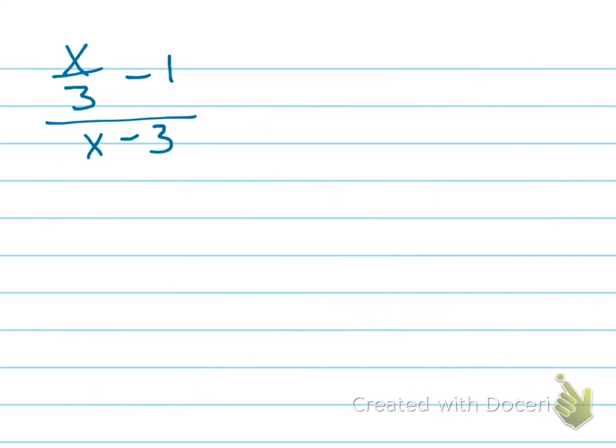Let's try one more. Now this is a different problem. This is a complex fraction, and the trick with this is to clear the fraction. Actually, we're going to do another one after this as well. So the first thing I'm going to do is find the least common denominator of all of my little fractions in here. Notice that there's only one fraction, and the only denominator is 3. So if I multiply everything by 3 on the top and bottom, watch what happens when I do this.